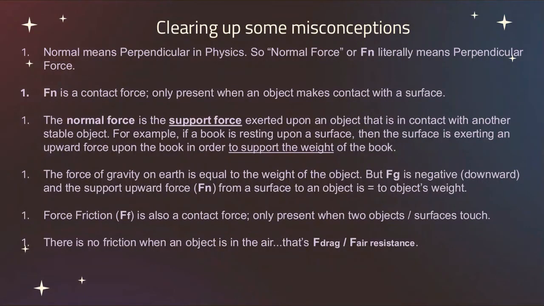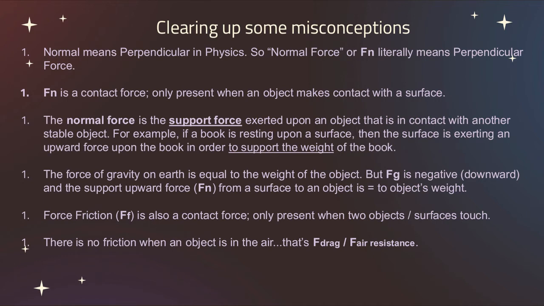Now, I know the word normal, or when we say force normal, it sounds a little odd, but in physics terms, normal literally means perpendicular. So when we say normal force or Fn, we are literally saying that it's the perpendicular force to the surface. And normal force is only present when you have a surface available and the object is making contact with that surface.